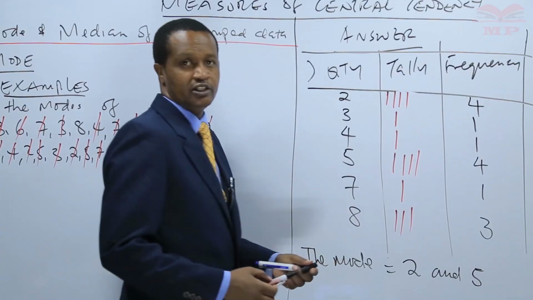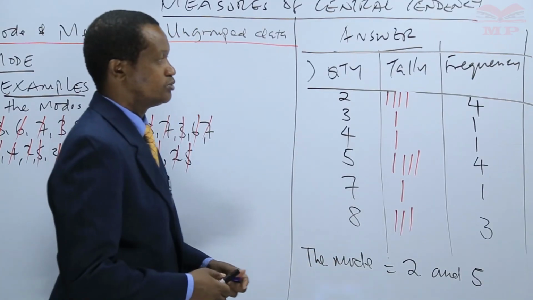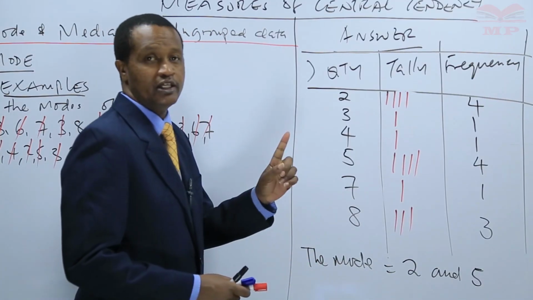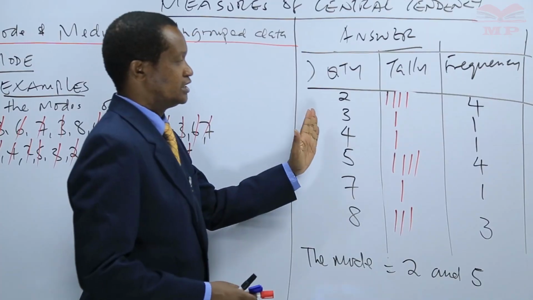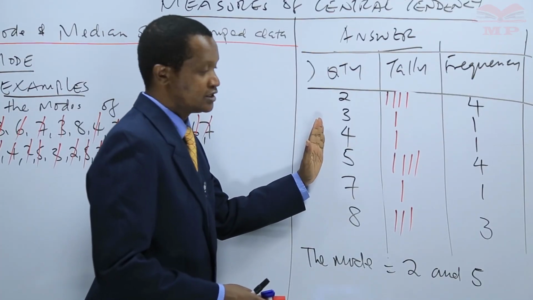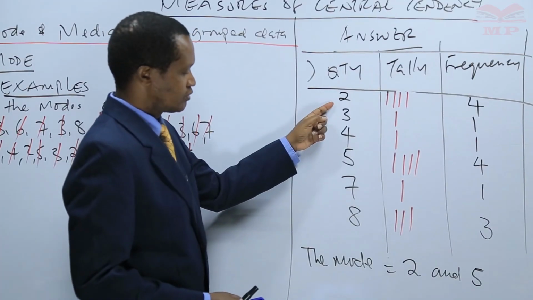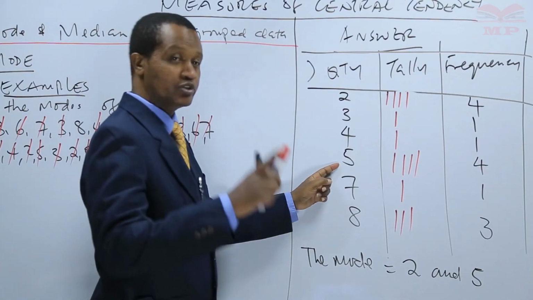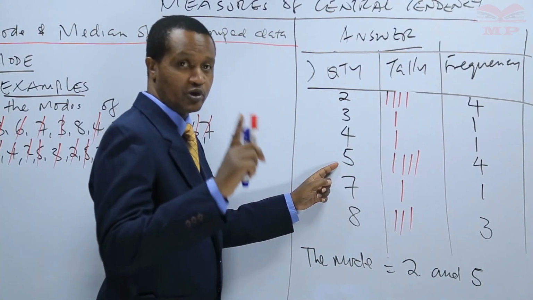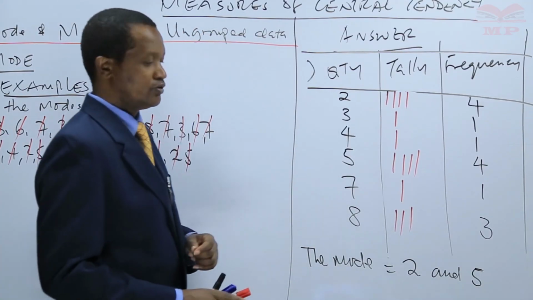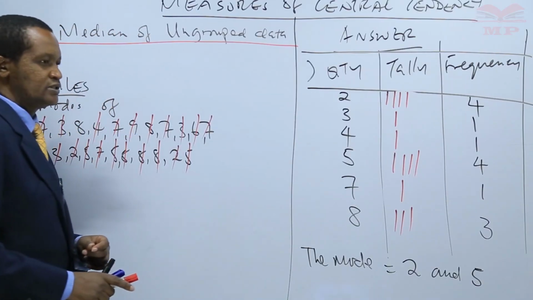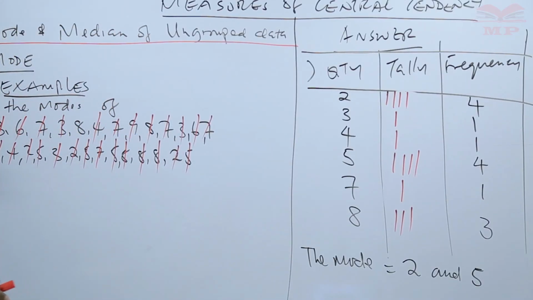So learners, you need to note that it is possible to have more than one mode in a set of data, like it is in this case. The mode is 2 and 5. It is possible to have more than one mode in a set of data. You need to note that one down. You need to note that important point.